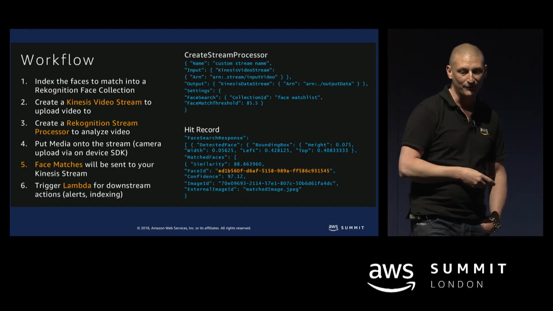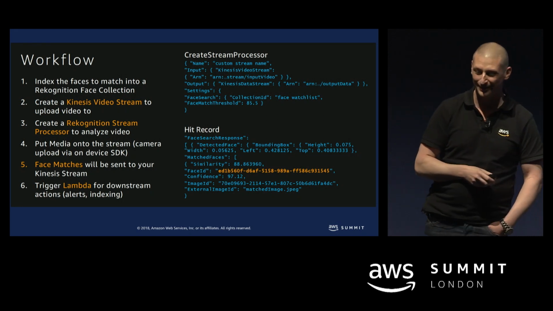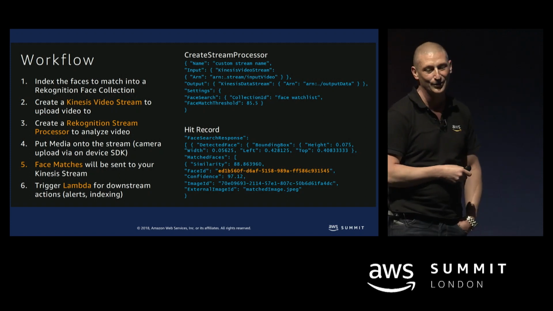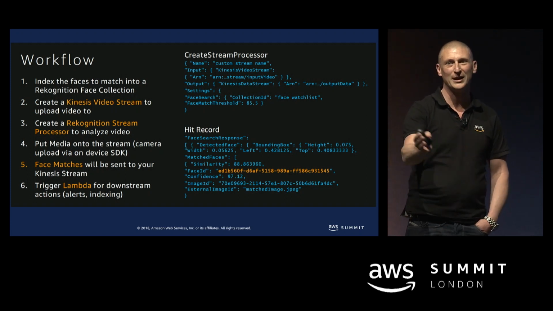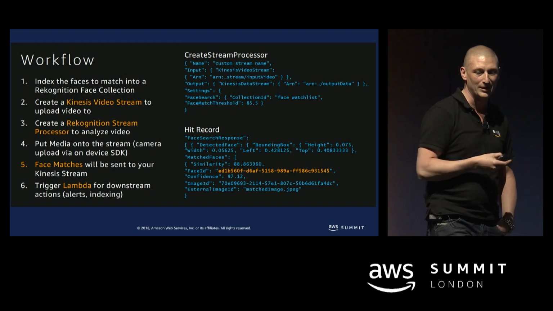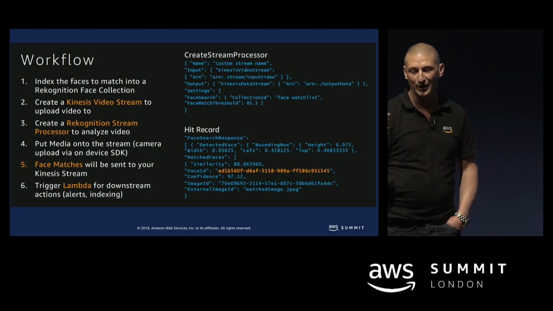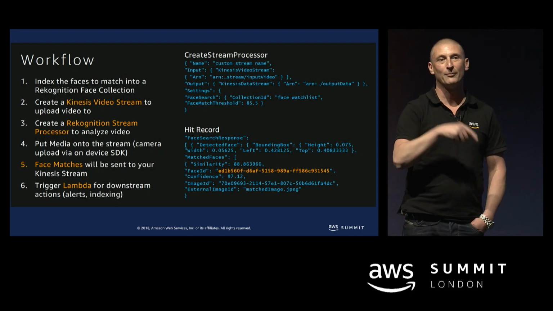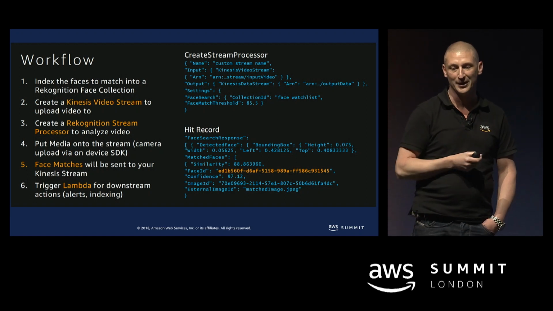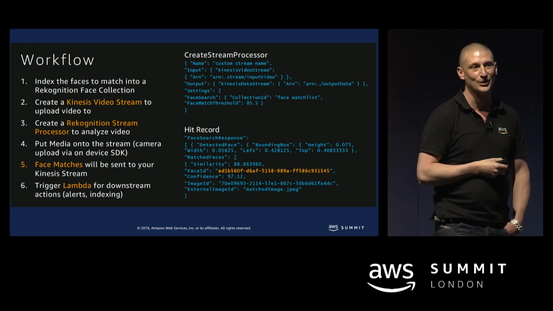So when you look at the workflow, what are you doing? You're starting to see, this is getting repetitive, I hope. You index the faces and you create a recognition face collection for doing the matching. You create your video stream that you're actually going to put your stream onto. You create your recognition stream processor. And as you can see in that logic on the right, you create that stream processor, you tell it what your input stream is, you tell it what the output stream is, where you want to put the results of known matches, and you tell it the collection that you're searching against.